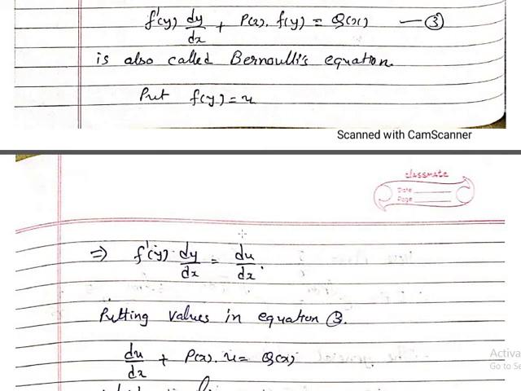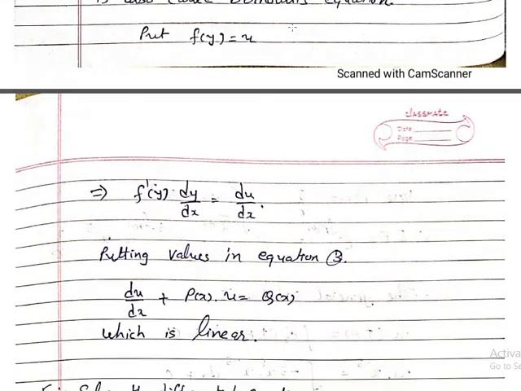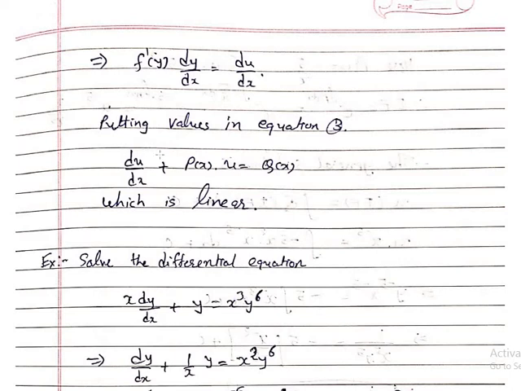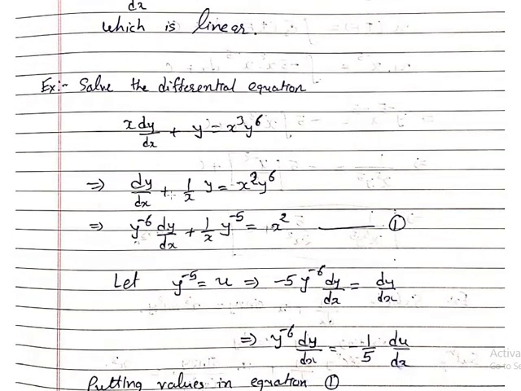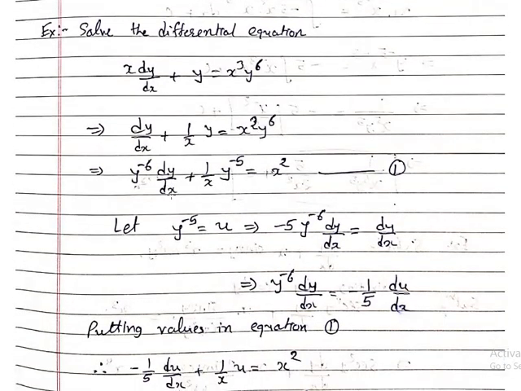So if you are going to put this value here, then this term will be du by dx and this term will be u. So your equation is of the form du by dx plus p(x) into u is equal to q(x), which is again a linear. So in each case you are reducing it to the linear form and then finding the solution of the linear differential equation. So first we are starting with the example.